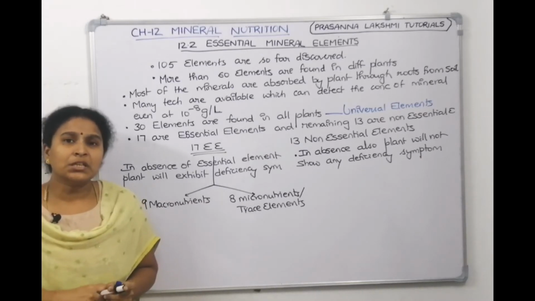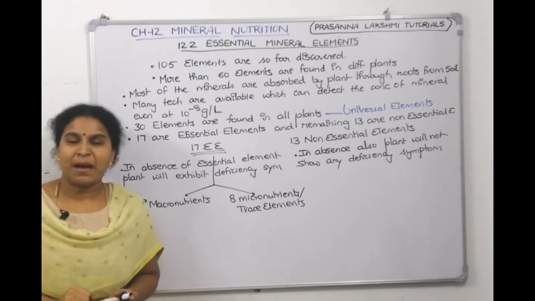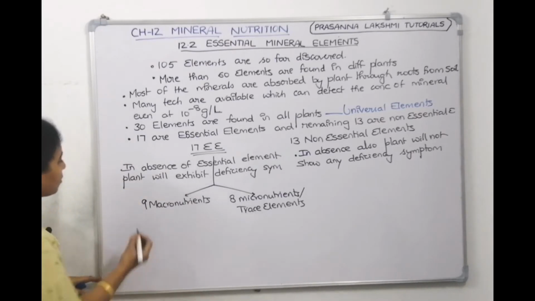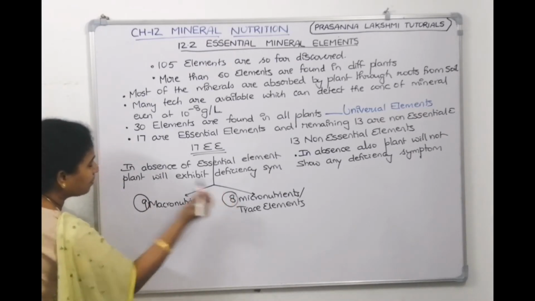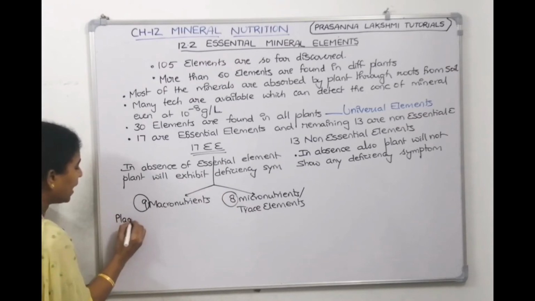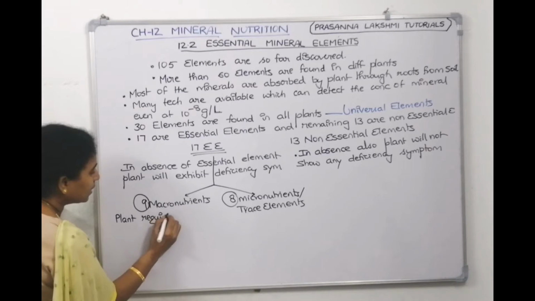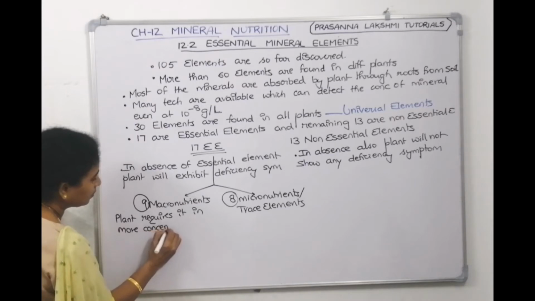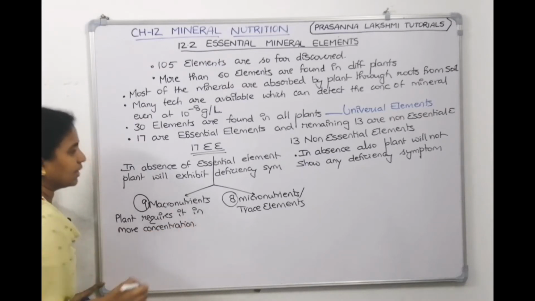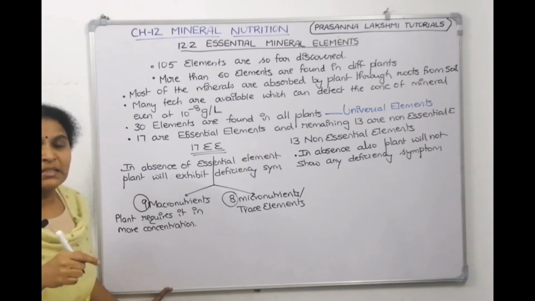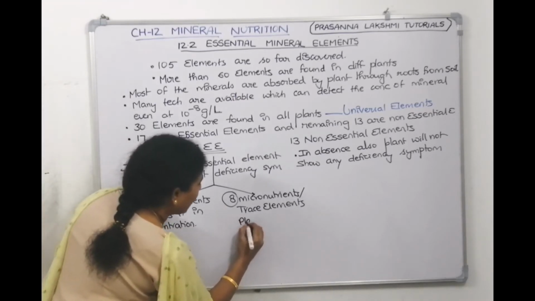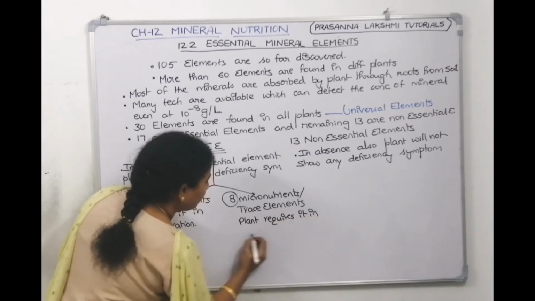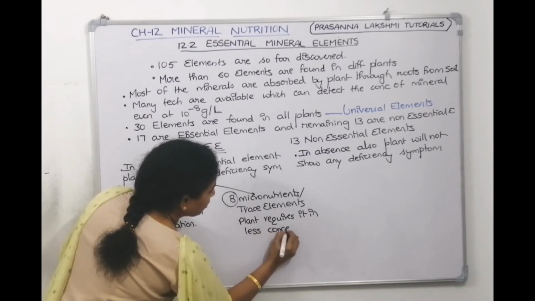The element which is required by the plant in more concentration is macro. The element which is required by the plant in less concentration is micro. Now, what are macronutrients? 9 are macro, 8 are micro. What are macro? The plant requires it in more concentration, then that is called macronutrient. What is micronutrient? The plant requires it in less concentration.